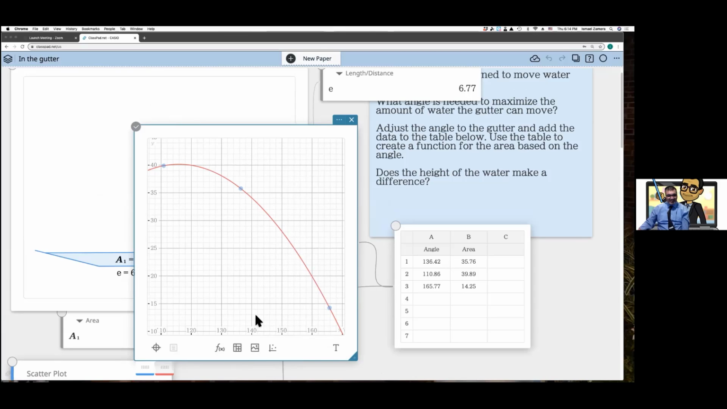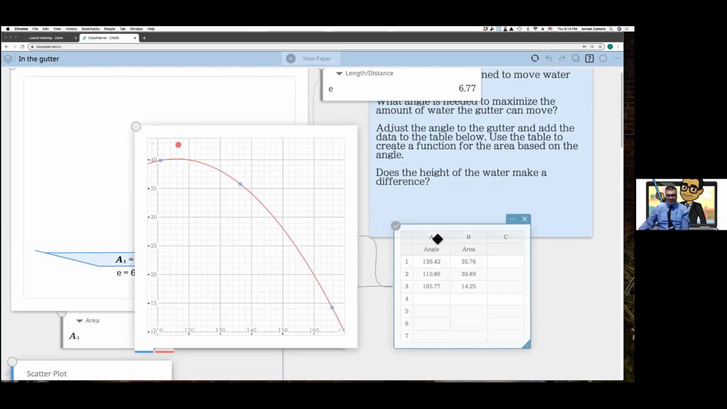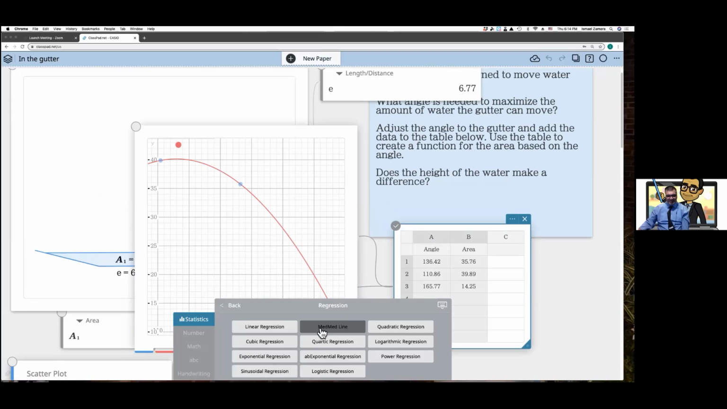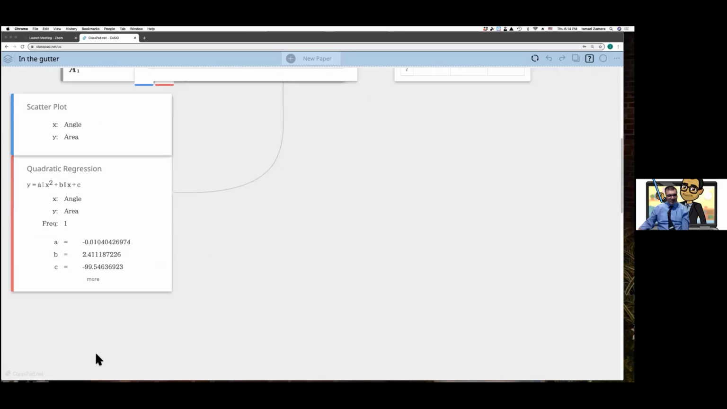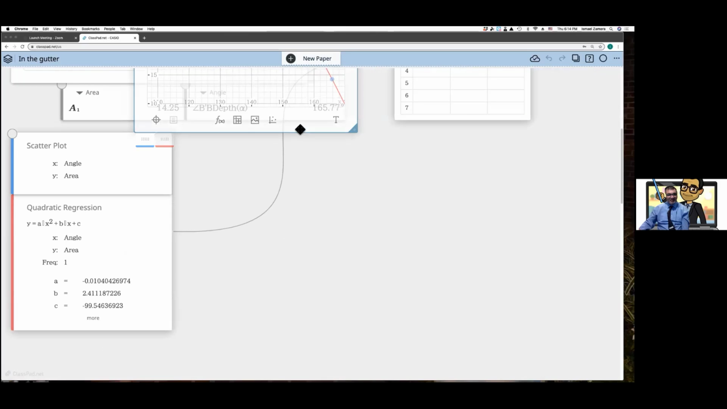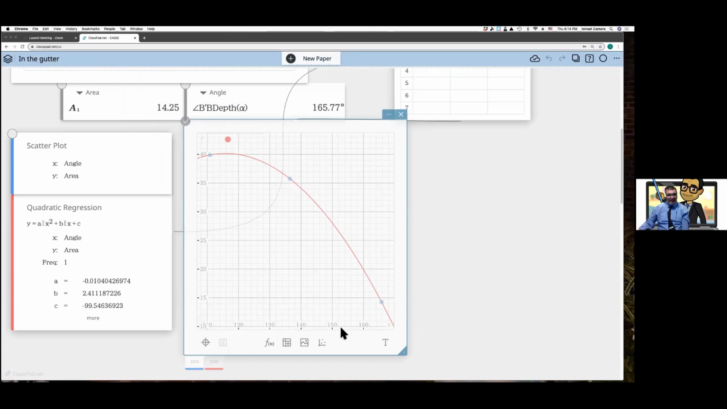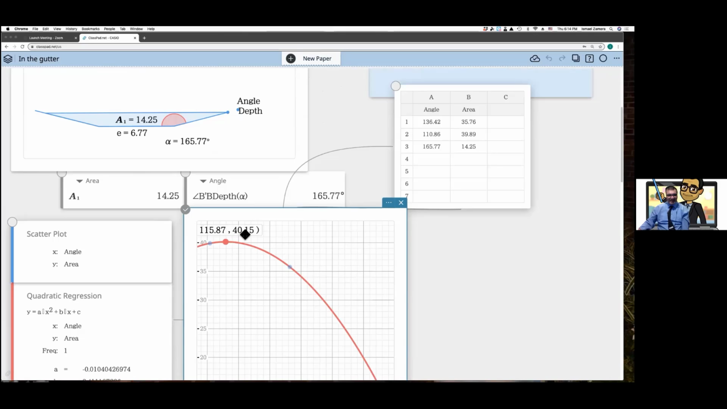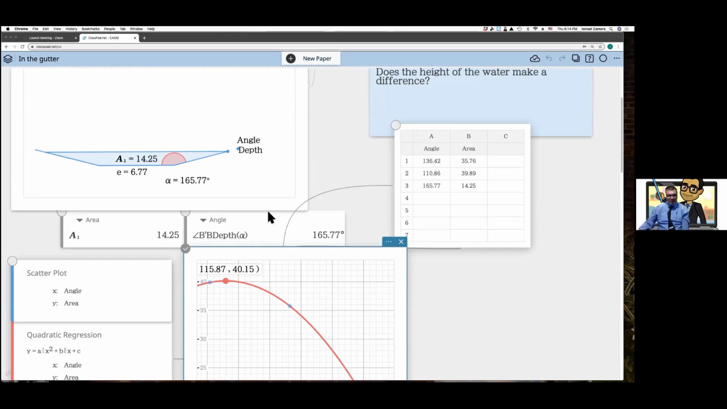I've asked the computer to take these 2 bits of information and create a regression equation. I went with a quadratic regression. It pulls up a quadratic regression here. And from that quadratic regression, what's really nice is since this is in the computer, when I click on it, it's going to give me some important points like here's the maximum. So now it's giving me a maximum area of 140.15 at an angle of 115.